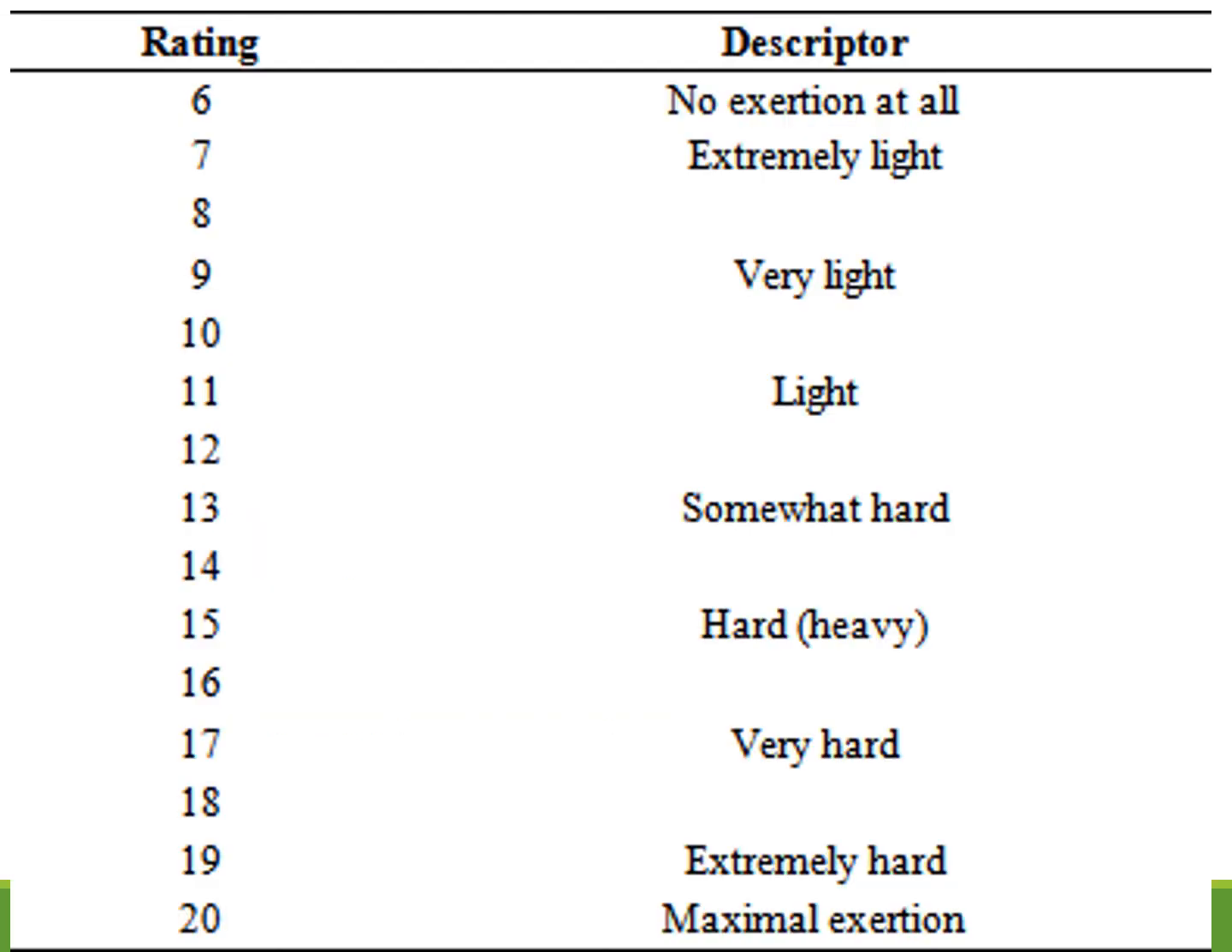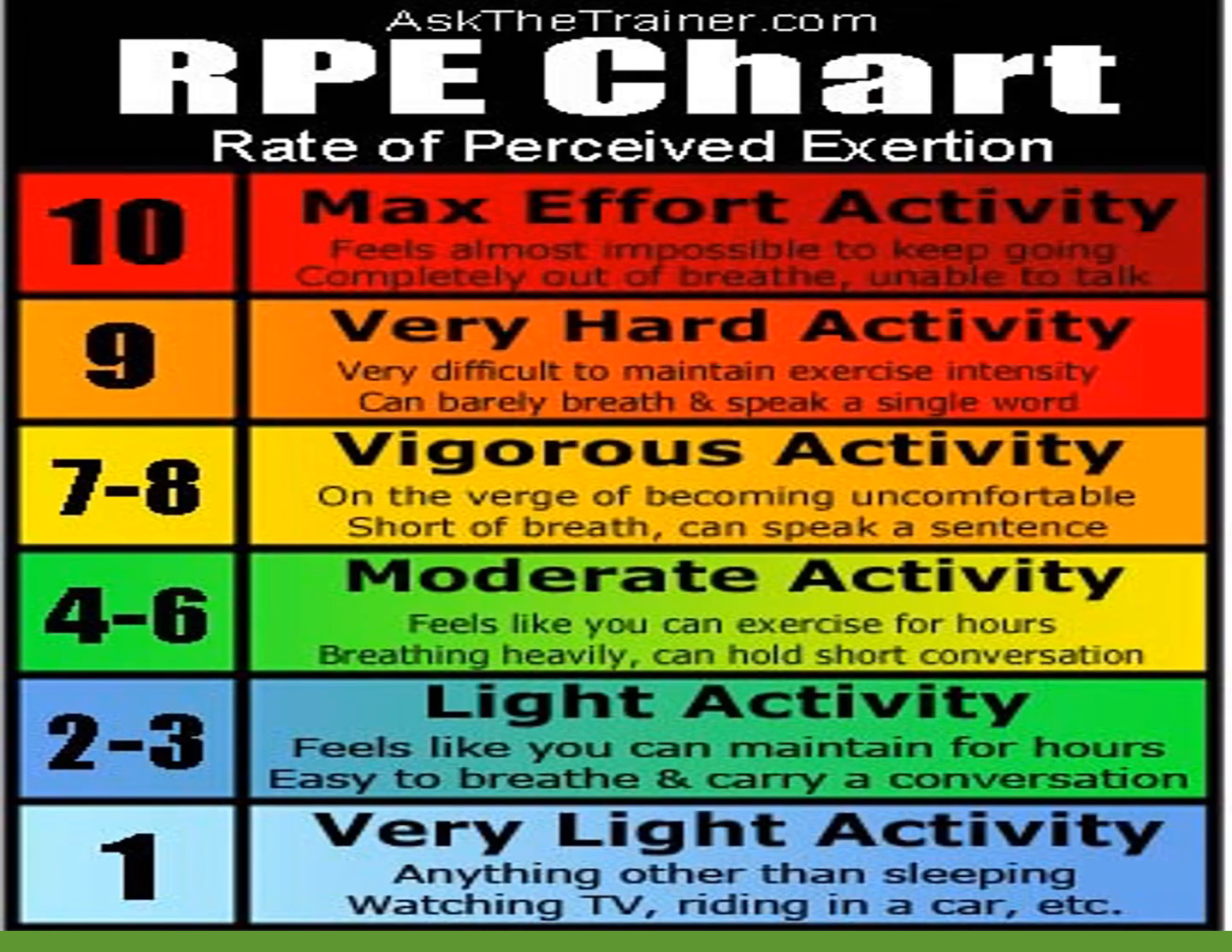So this is the old scale where you can see they're starting at a 6, which means no exertion at all, and then a 20, which is maximal. This is the new scale, which is 0 to 10, where you can see 0 would be no effort, and 1 is very light activity, all the way up to 10, where you're giving your maximal output. Okay?